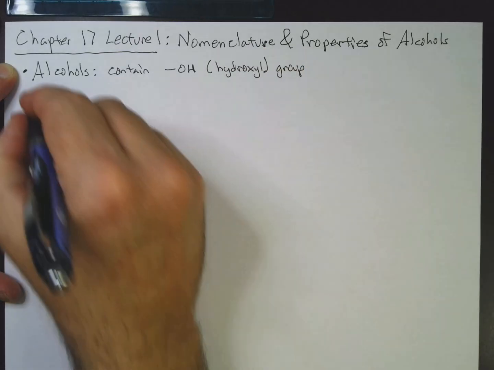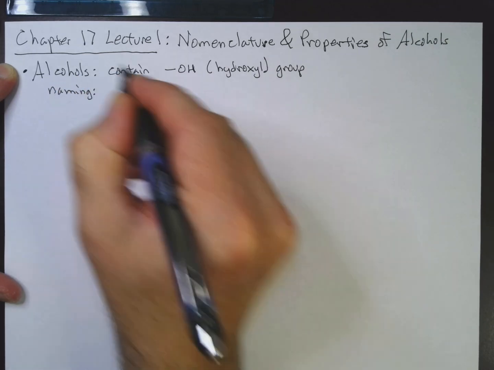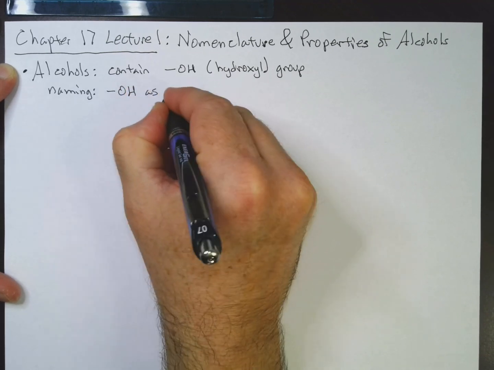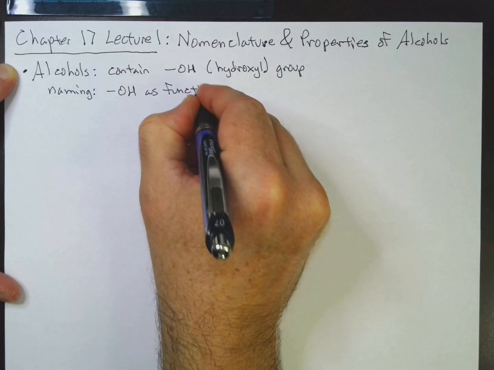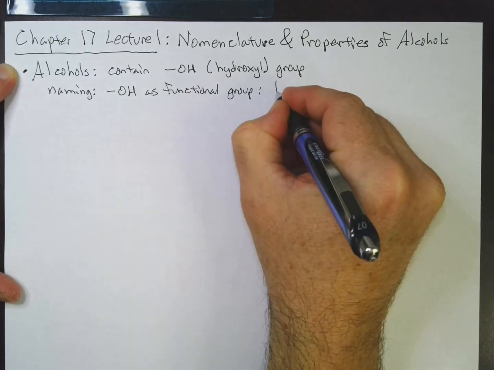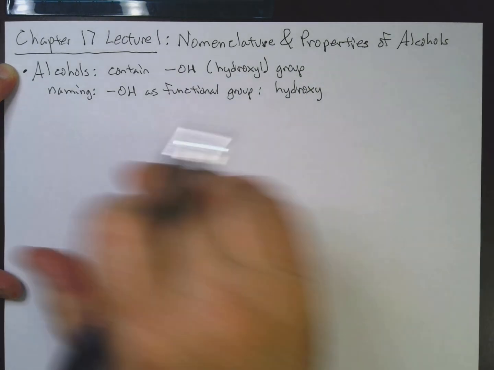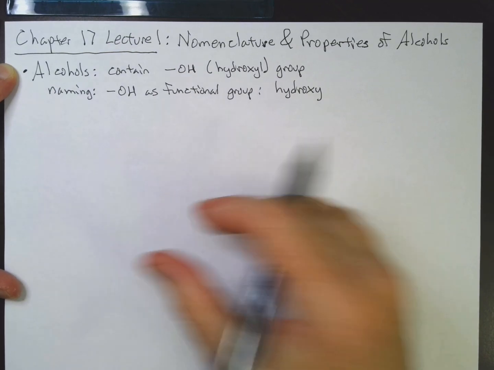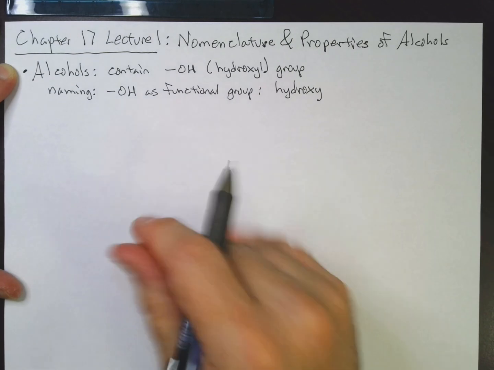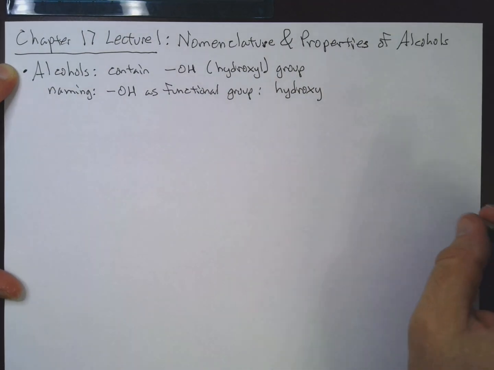So when we're going to name things, if we were going to name our OH as a functional group, so let's say we had a carboxylic acid that we were naming after the acid and we had an OH sticking off it, we would call it a hydroxy blah blah blah carboxylic acid.